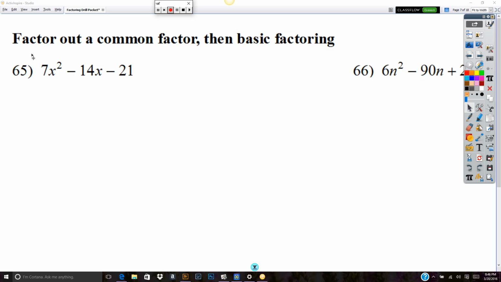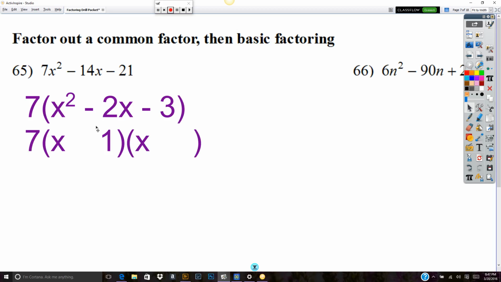Okay, so our next section is there's a coefficient, but before we panic and think we're going to have to do anything the long way, we can see that 7, 14, and 21 all divide by 7. So we can factor a 7 out, and that would leave us with x squared minus 2x minus 3. Now I'm going to look at the quadratic I have left, and the quadratic I have left factors.